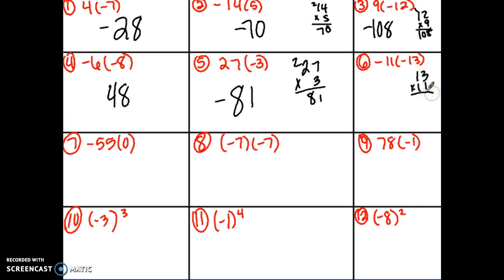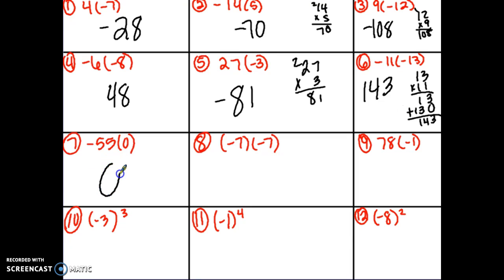11 times 13. 1 times 3 is 3. 1 times 1 is 1. Bring down a 0. 1 times 3 is 3. 1 times 1 is 1. Add those. 3 plus 0 is 3. 1 plus 3 is 4. And bring down your 1. My signs are the same, so my answer is positive.